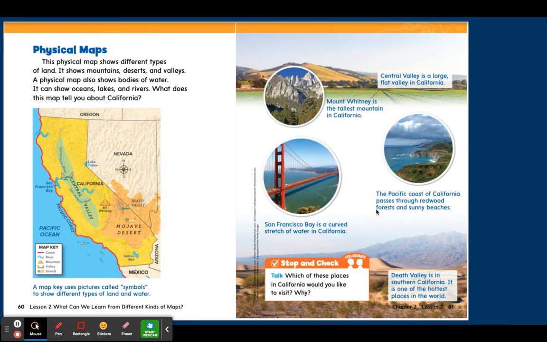Okay, so let's go over here, and I'm going to show you another map. This is a physical map. So this is a different type of map. This physical map down here shows different types of land. Okay, so it shows mountains, deserts, and valleys. The physical map also shows bodies of water. It can show oceans, lakes, and rivers. And what does this map tell you about California? So when you look here, this is a map key down here. And a map key uses pictures like symbols to show the different types of land and water.